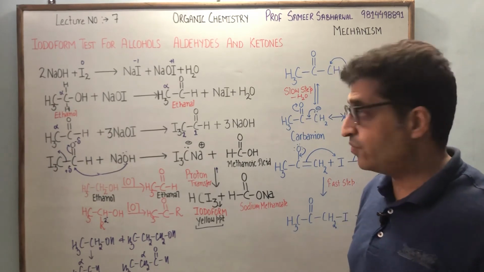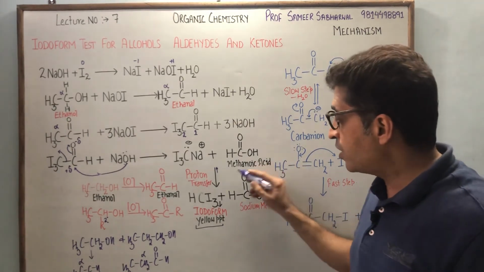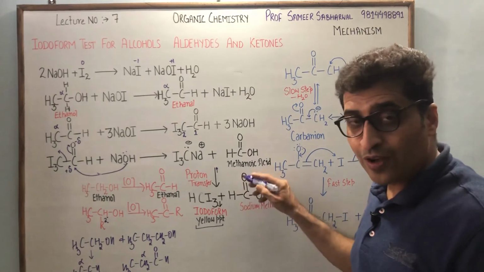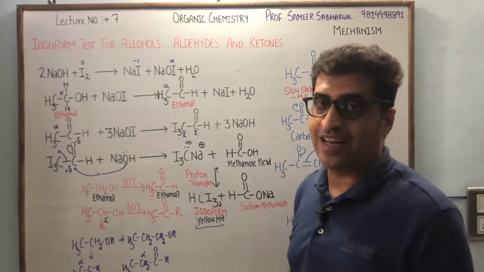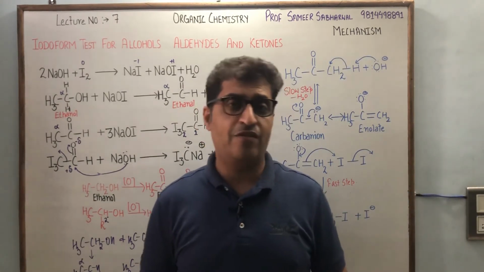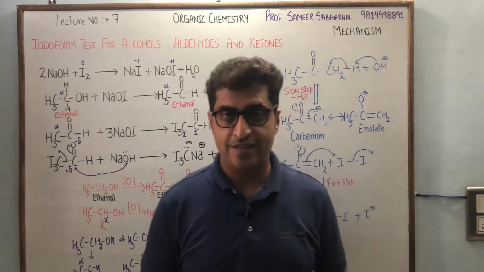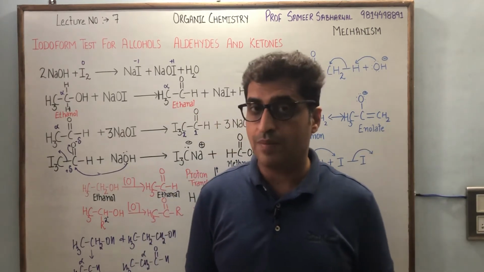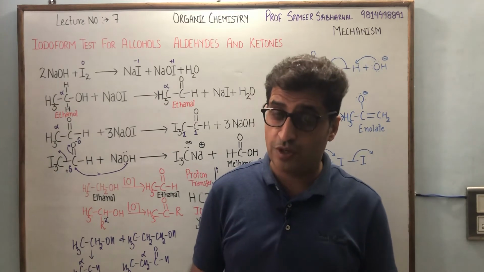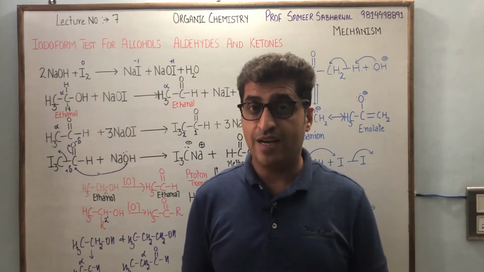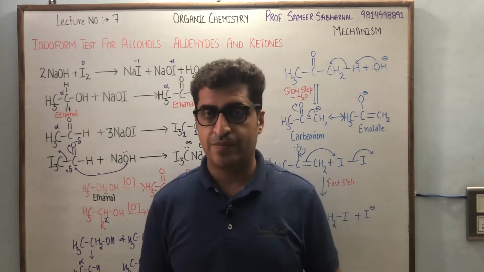In addition to that, we get sodium methanoate, which on acidification gives carboxylic acid. So this is again a very good method for the preparation of carboxylic acid. So we can serve 2 main purposes. One, we can distinguish the molecules, and secondly, we can get carboxylic acid by this method also.